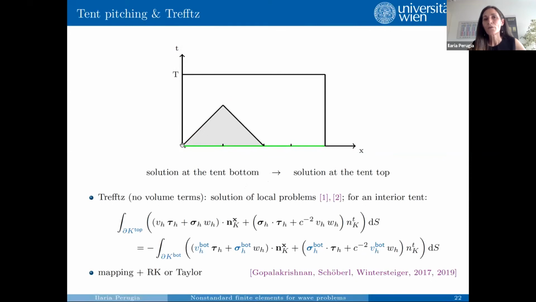And now you have to evolve the solution from the bottom up to the top. And if you use the Trefftz approach, since you don't have volume terms in your formulation, you can just restrict your formulation to the tent. And you see that you can find the solution. So the solution at the bottom is known, since the beginning is just the initial condition. And you can evolve the solution up to the top just by inverting a small matrix that only considers the degrees of freedom within this tent.